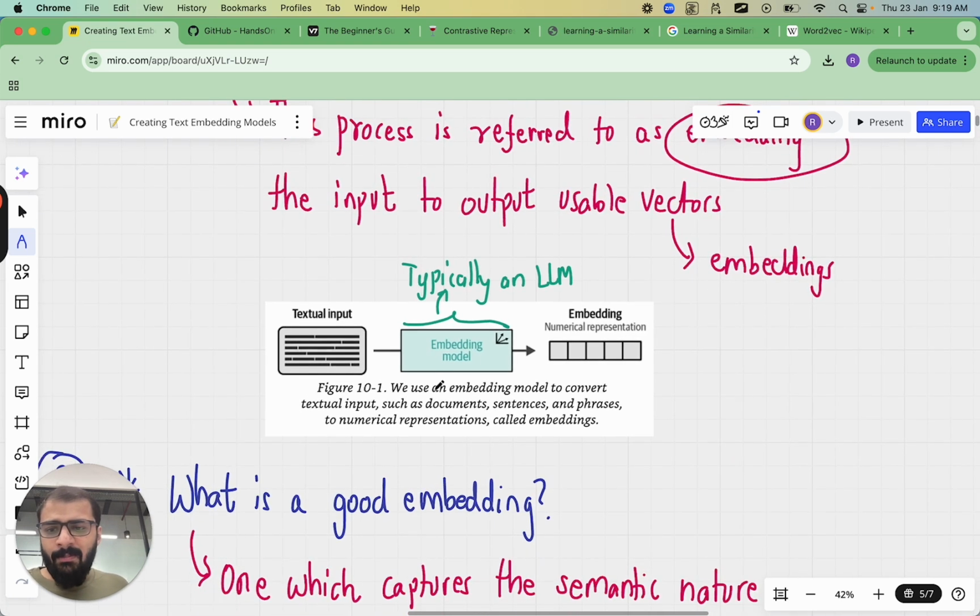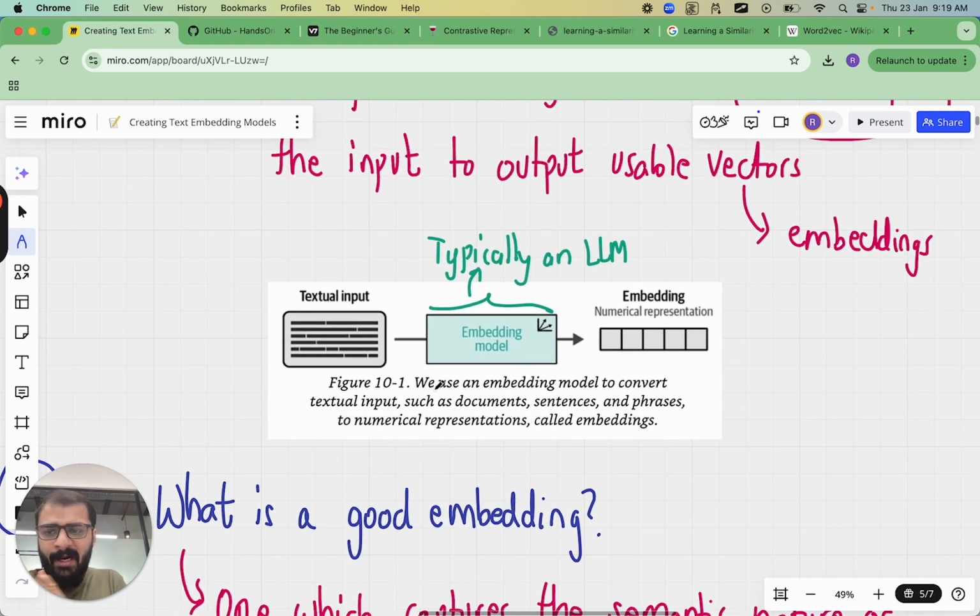Okay, so here is an image which again has been taken from the book Hands-on Large Language Models. What has been shown here is that you have a textual input, let's say a piece of text or multiple sentences, and you want to take those and convert it into a numerical representation. What you use for that conversion is something which is called an embedding model.